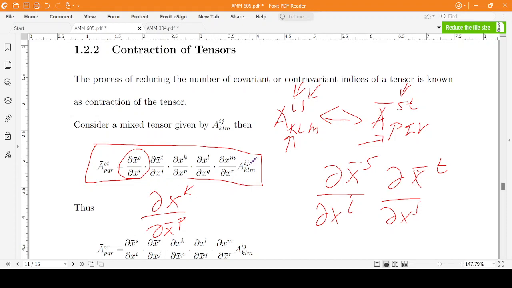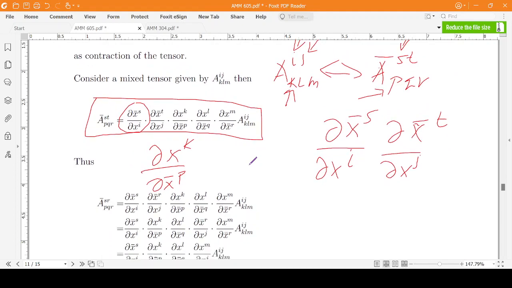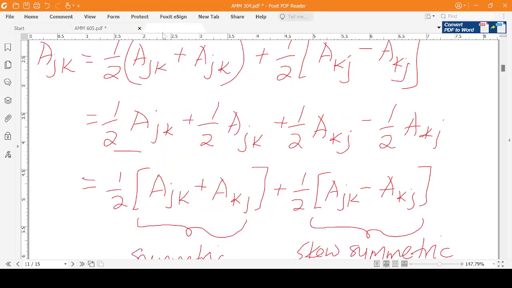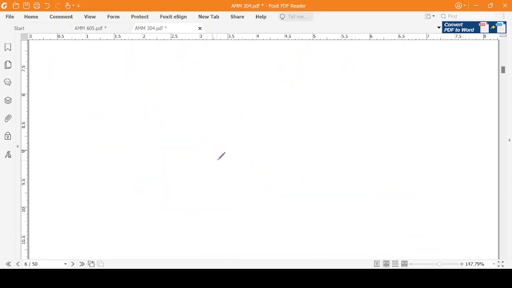Now we want to replace t with r. We want to replace t with r. I want to write something here. We have A bar, st.